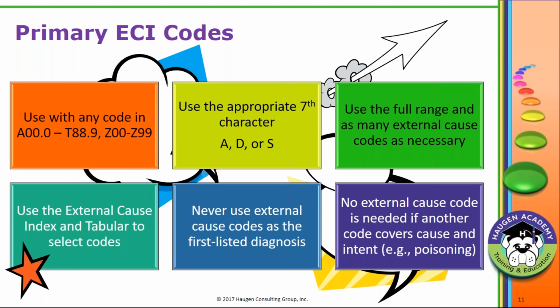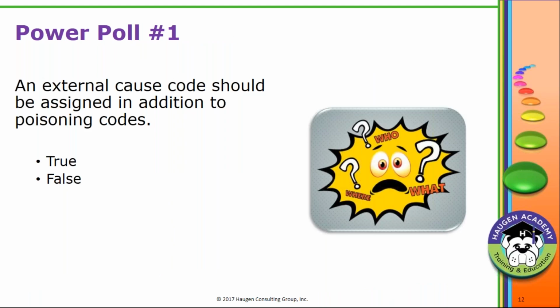There's also a coding guideline that says that no external cause is needed if another code covers the cause and the intent. An example of that is our poisoning codes. Poisoning codes are now T codes, and the T code actually includes the intent, whether it was accidental, intent to self-harm, or intent to harm somebody else. And that leads us to our first polling question.